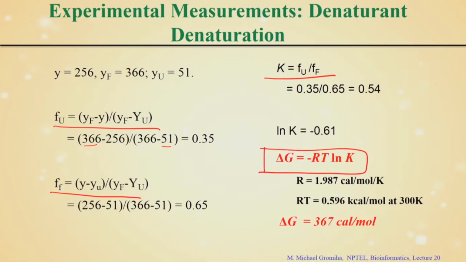So, this is minus RT logarithm of this equilibrium constant. So, RT equal to 0.596 kilocalorie per mole at 300 degree Kelvin, ln K is minus 0.61. So, substitute this value here and delta G you can get 367 kilocalorie per mole.